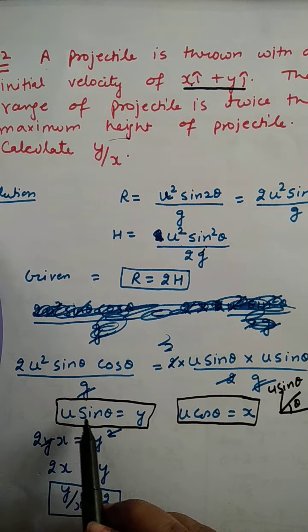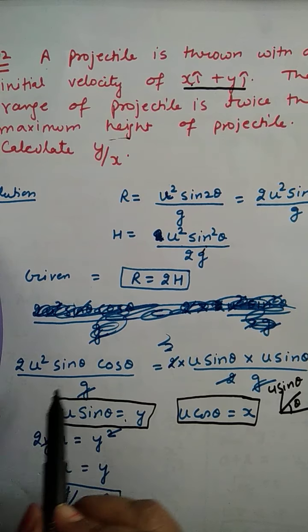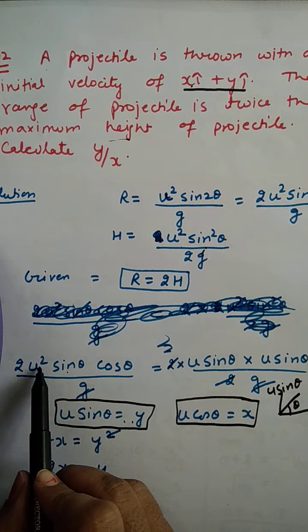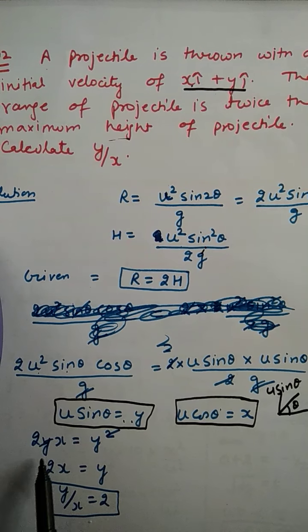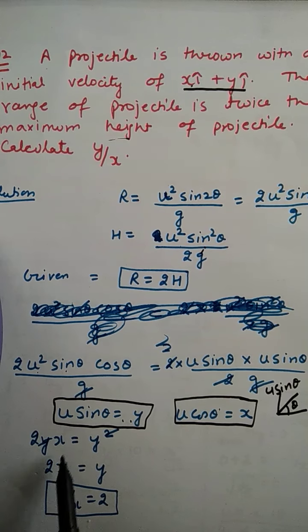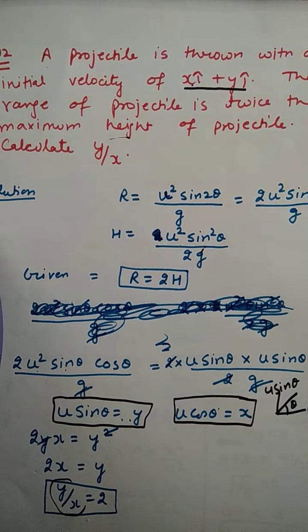So then after filling the value here, where I see u sin theta I put y, where I see u cos theta I put x. So I will get 2yx is equal to y square. And then y and y cancel. Ultimately I found the value of y by x equal to 2.